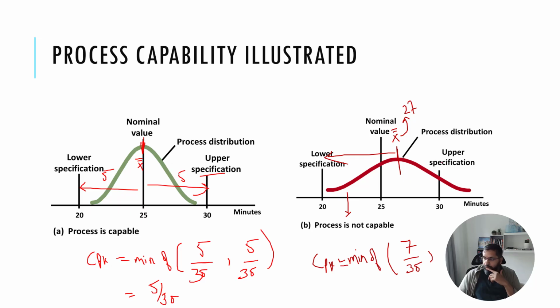And then the next will be upper spec minus X bar bar. So this distance right here is going to be 3. If this is 27, 30 minus 27 is 3. So 3 over 3 sigma. And now you can see that 3 over 3 sigma is going to be a smaller number than 7 over 3 sigma. So your CPK will be 3 over 3 sigma.